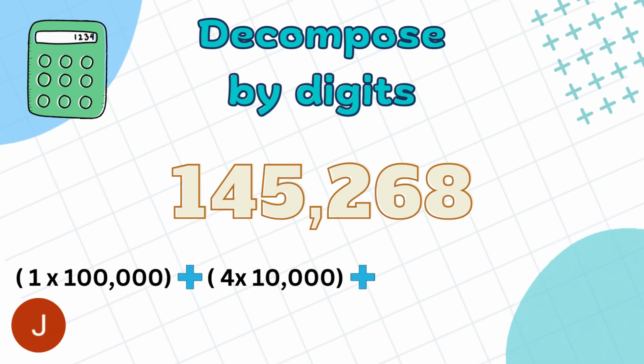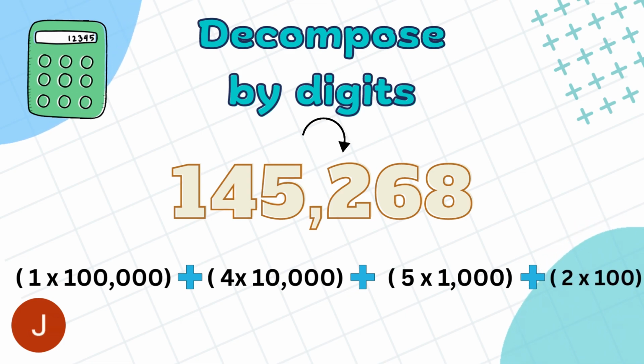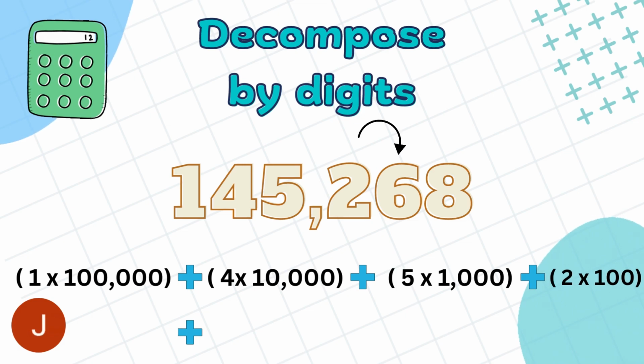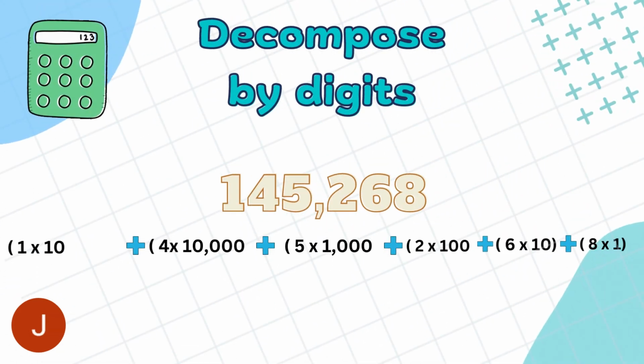After the 4, there's the 5. I add the plus, and the 5 is in the thousands place, so it's 5 times 1,000. Moving on to the 2, I add the plus. The 2 is in the hundreds, so it's 2 times 100. The 6 is in the tens, so it's 6 times 10. And the 8 is in the ones, so we have 8 times 1. And there you have it. You have decomposed this number by digits. If I ask you to decompose the number by digits, it means to break it down digit by digit.